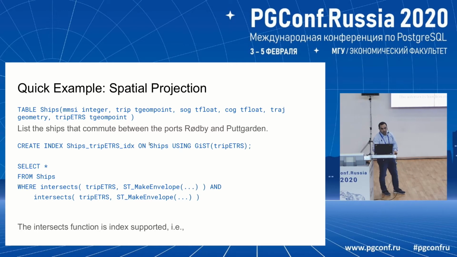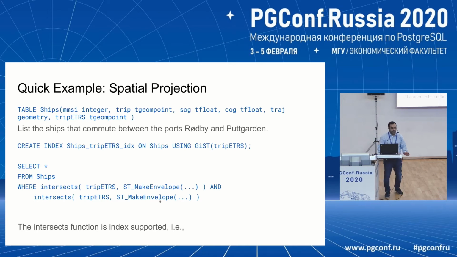This is an example for spatial intersection. So basically, we use a predicate intersects, which finds the intersection between a moving point and some spatial geometry. If they intersect, this is true. So we want all the ships that have intersected the first port, the geometry of the first port, and intersected the geometry of the second port.